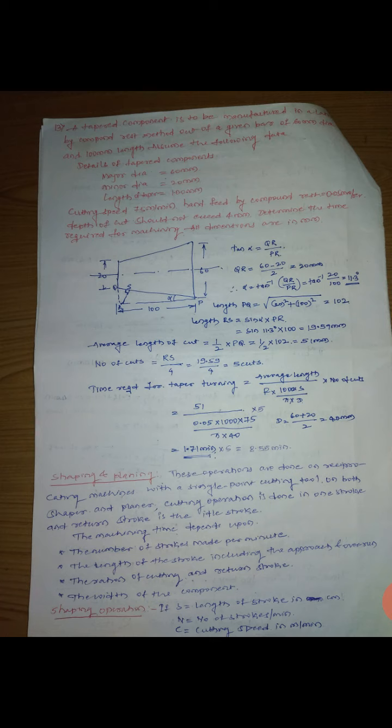Average length of the cut equals half into PQ, that is 1 by 2 into 102, that is 51 mm. Number of cuts required: 19 RS divided by 4, that is 5 cuts.